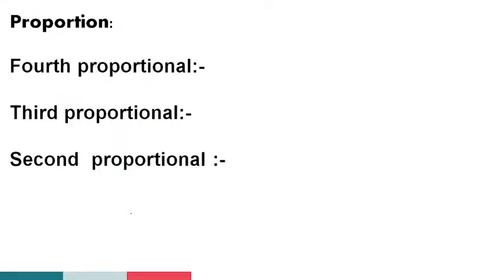Coming to the next point, guys, proportion. It's very important. Proportion means two ratios are equal. A is to B equal is to C is to D, two ratios are equal. Sometimes it is noted like A is to B is equal to C, the same meaning. A is to B is equal to B is to C. Proportion means two ratios are equal.